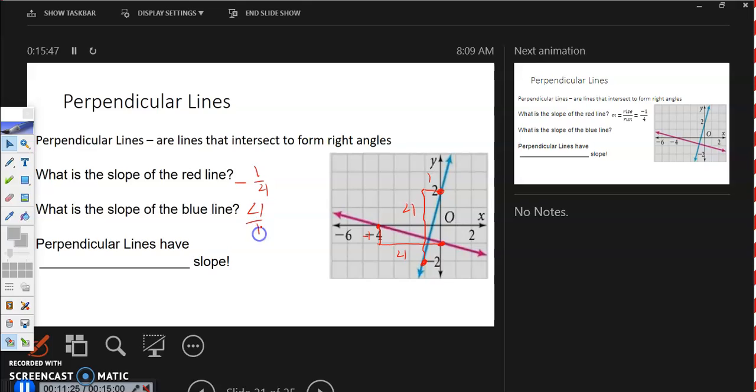So you should notice two things here. Between these two, I did flip them over. So I flipped from negative 1/4 into 4 over 1, but I also changed the sign. So what we're going to say is that perpendicular lines have negative reciprocal slopes.